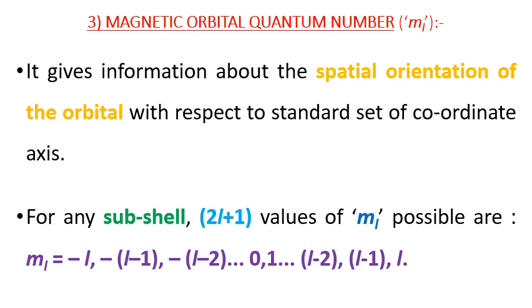Hence, ml can take both positive and negative values including 0, that is ml is equal to minus l, minus l plus 1, minus l plus 2, ..., 0, 1, ..., l minus 2, l minus 1, l. These are the possible ml values for a given subshell.